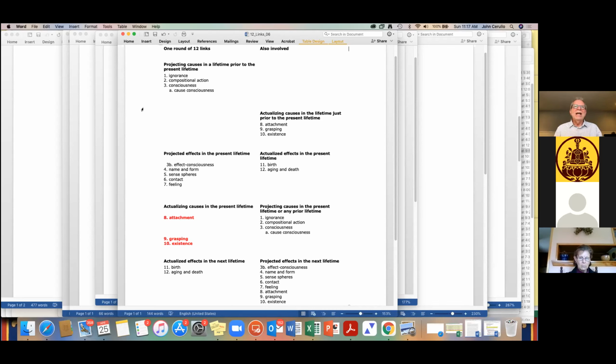And then staying in that same space, we can look over to the right and see listed actualizing causes in a lifetime just prior to the present life. And this is what I was just talking about: attachment, grasping, and existence. So as it relates to the present lifetime, when we participate in attachment and grasping leading to existence, we're doing what we did in a past lifetime.